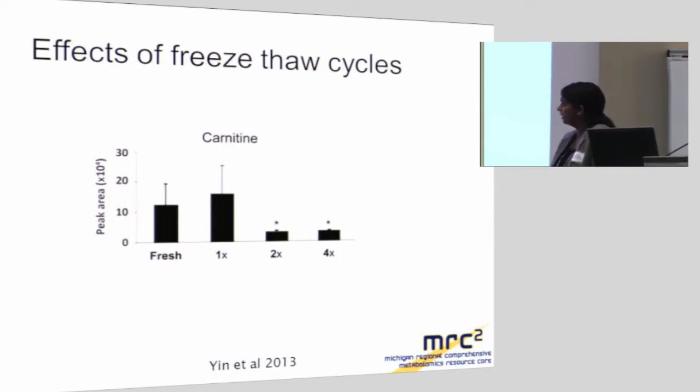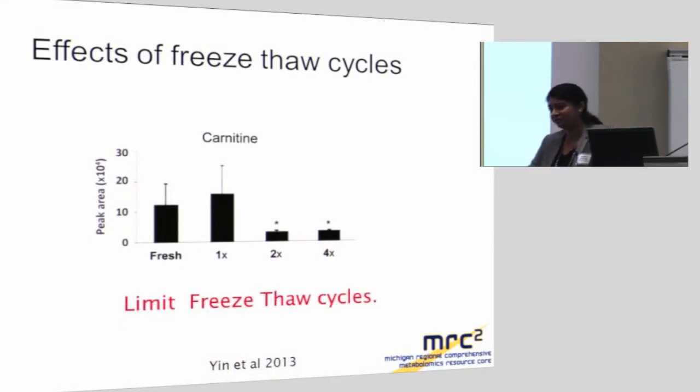And you can see the carnitine difference becomes significant. So you need to limit the amount of freeze-thaw cycles. Or if not, at least be consistent throughout your experiment about how many freeze-thaw cycles you're going to have.